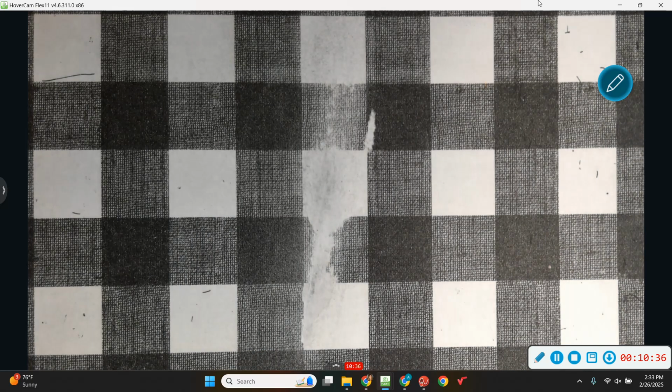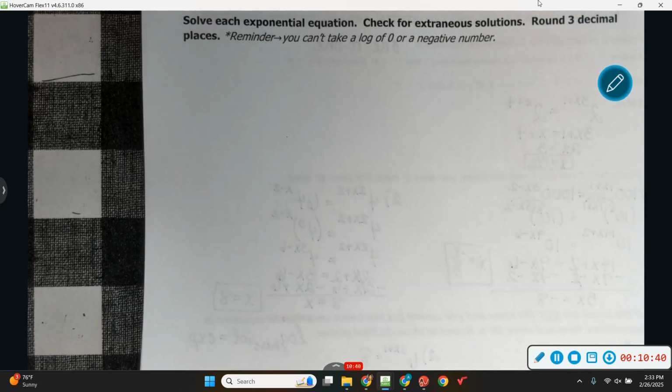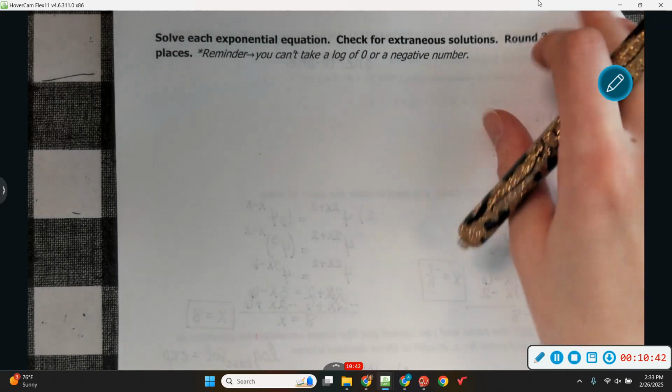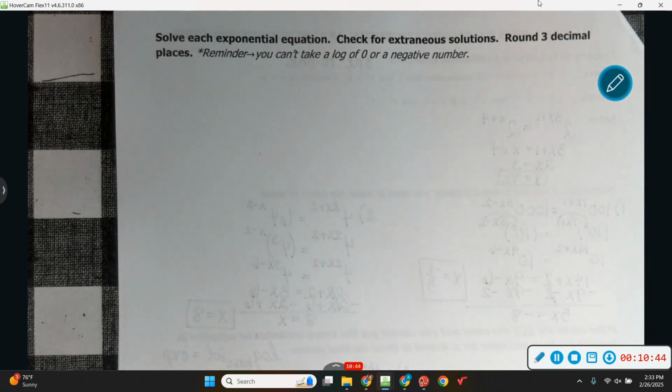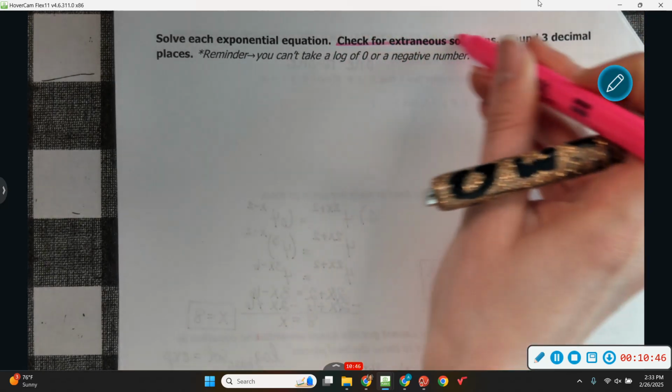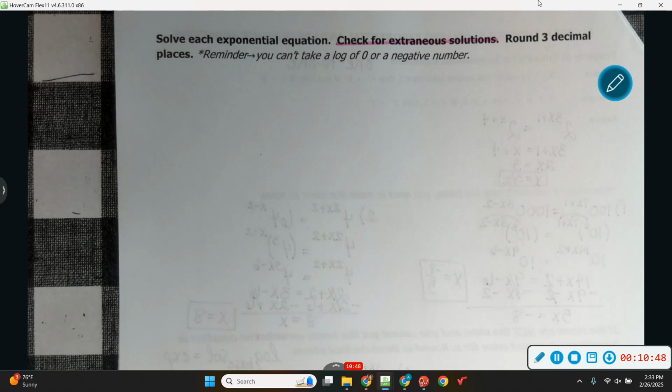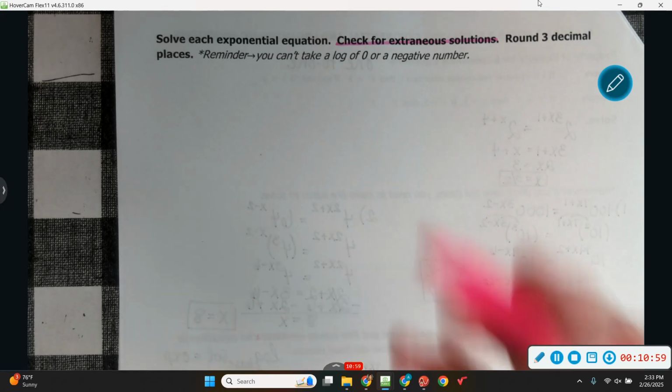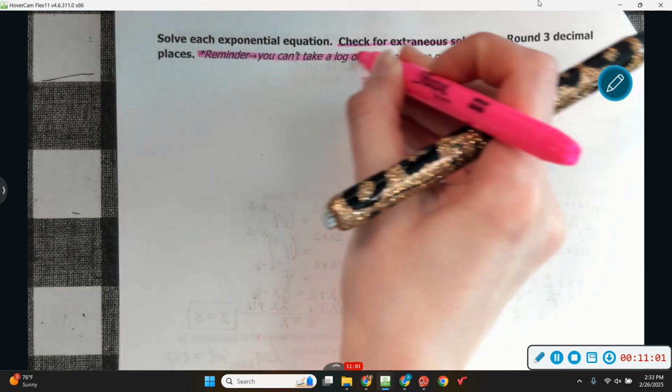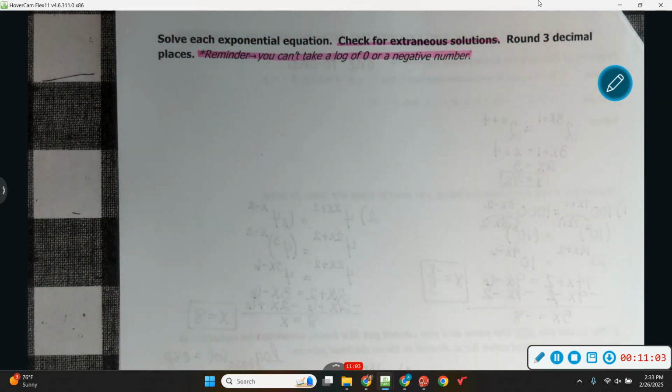So then we can move on, and we're going to solve our exponential equations. So when you solve for your exponential equations, don't forget to check for extraneous solutions. So all of these x values that we're finding, you can plug back into the original and check to see if you're getting the right answer. So don't forget that you cannot take the log of 0 or the log of a negative number. That is 2 specific rules we have for logarithms.